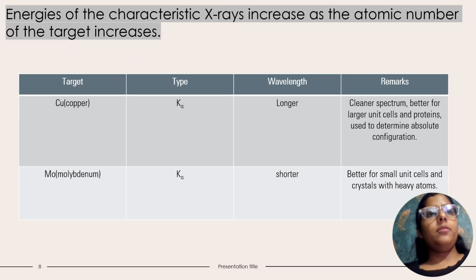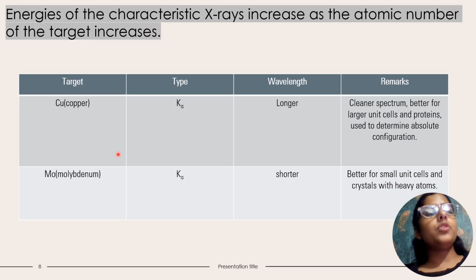So now we will see how the energies of the characteristic X-ray increase as the atomic number of the target increases. By the example of copper and molybdenum, if we compare the same type of wavelengths generated by these two materials, copper gives the longer wavelength and molybdenum gives the shorter. That is because molybdenum has a higher atomic number and copper has a lower atomic number. The copper radiation has a cleaner spectrum and longer wavelength than molybdenum.